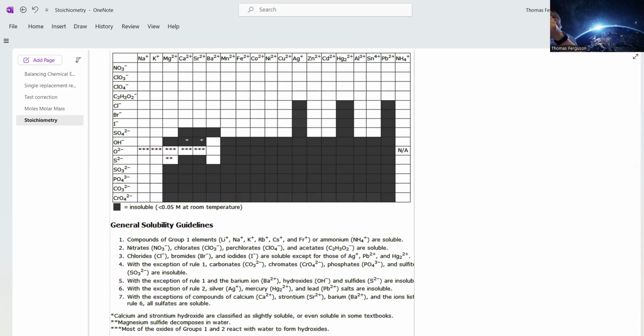It's just really easy to use. And this is the latest one. I've got quite a few of these. If you go online and do a search on solubility tables, I found this one the most straightforward, black or white, boom.